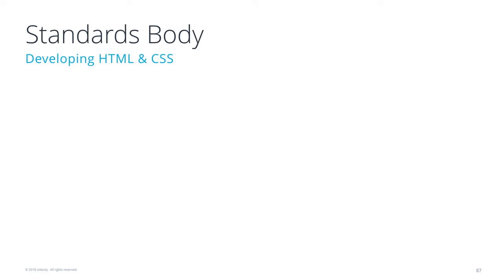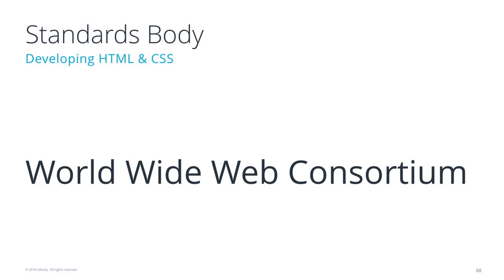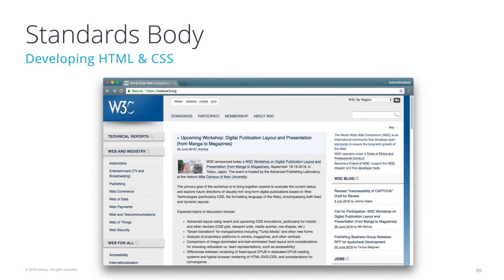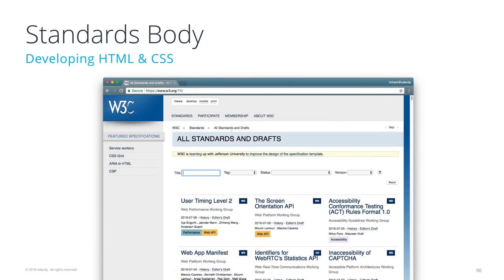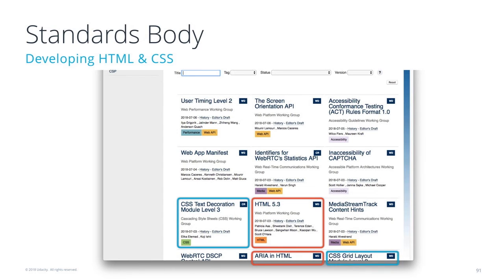So the standards body, the one that develops the standards for HTML and CSS, is the W3C. Now the W3C stands for the World Wide Web Consortium. So this is their website, w3.org. And over here we have the technical reports. Loading that page and scrolling down, we see the HTML 5.3 standard, and then another HTML standard, and then we see a couple of CSS standards.